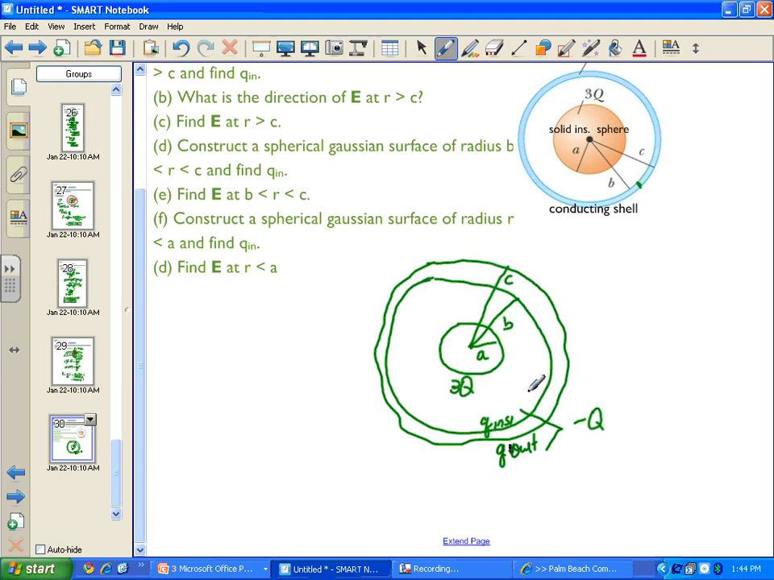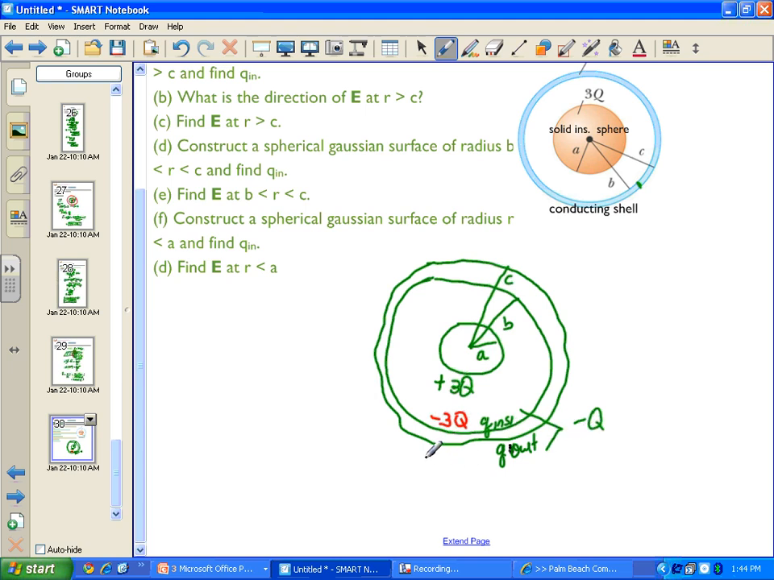Well, what is going to happen here is that because there is positive 3Q sitting very close to the inner surface, and this is a conducting material, the charges on the surface can experience charge polarization. Some of that charge will sit on the inner surface, and if you ask yourself how much, well, it's obvious that it would be minus 3Q because there is a positive 3Q sitting here. But the shell itself has a total of minus Q.